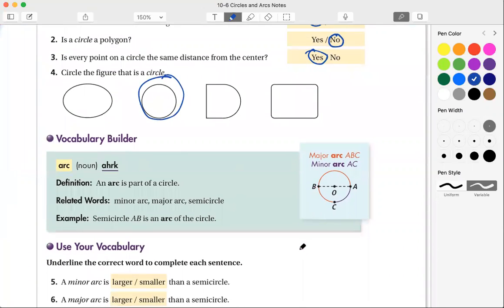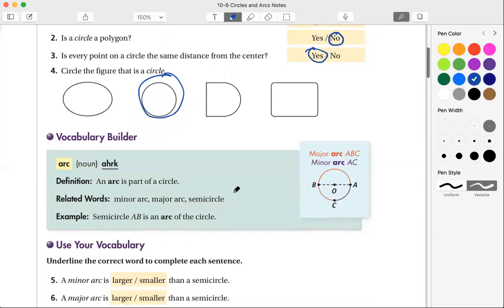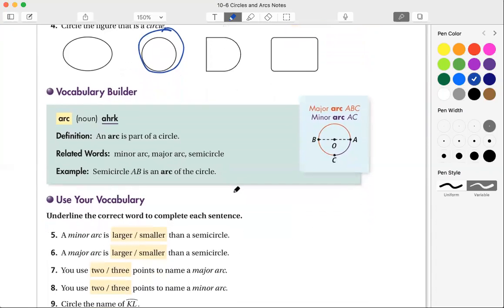So an arc is just a part of a circle. We have a minor arc, a major arc, and a semicircle. A semicircle is an arc of the circle. So a minor arc would be the mark A to C, right here. It's a small part. A major arc would be ABC, which would be this big thing here. And a semicircle would just be A to B, half the circle.